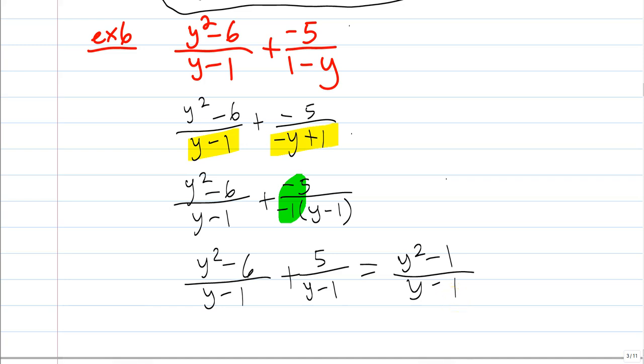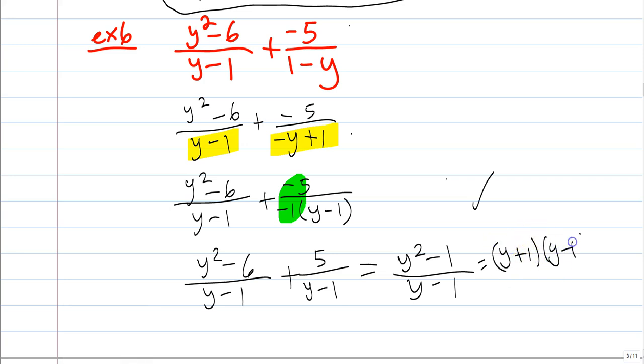This is not y. You do not just cancel these and leave us with a y. The only way we can cancel is by factoring, and how do we do that? We check if this can factor. Can y squared minus 1 be factored? Yes. How about y plus 1?